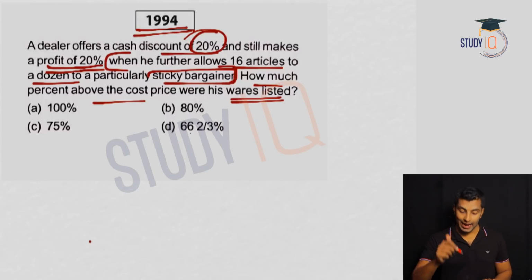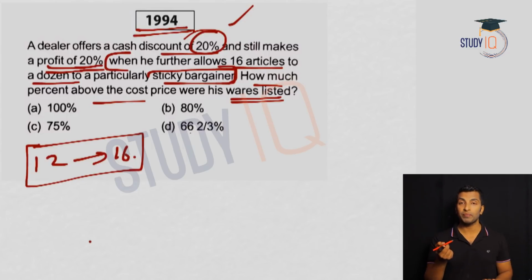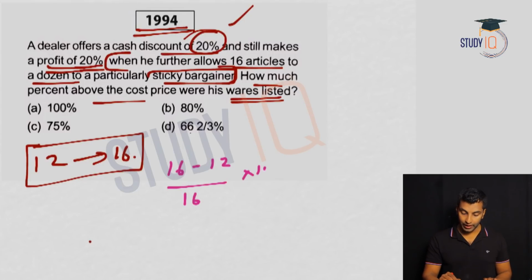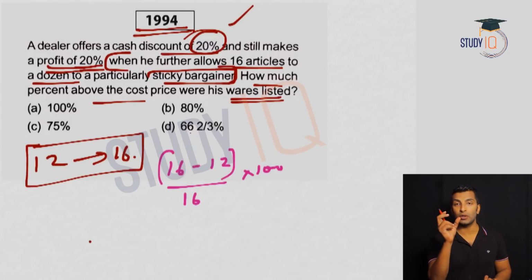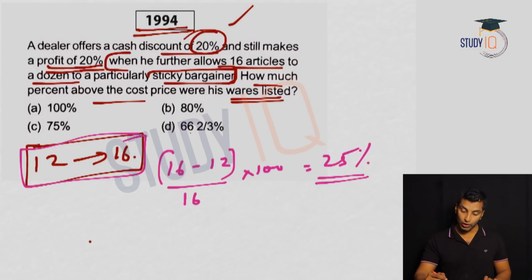Two discounts: one directly as cash discount, and second, at the price of 12 articles he is giving 16. So he is giving 4 extra. Instead of 12 he is giving 16. In this case, how much discount is he offering? How will you calculate that? See, what we need is the change. Actually, 16 minus 12 divided by 16 into 100, right? 16 minus 12 is the absolute change, divided by 16, that we know is the initial value, into 100. That means 25% is the discount that he is offering. Instead of 12, when he is selling 16, he is actually offering a 25% discount.